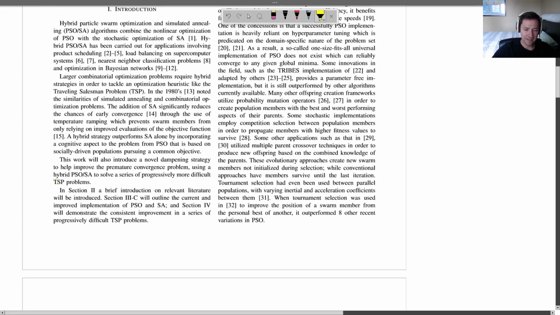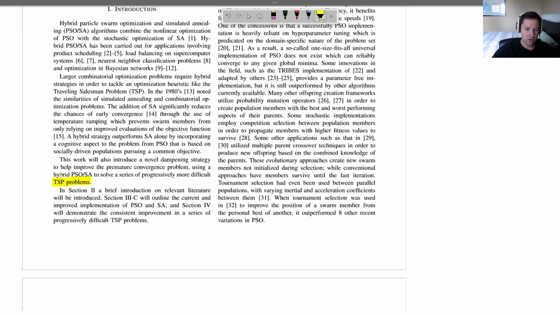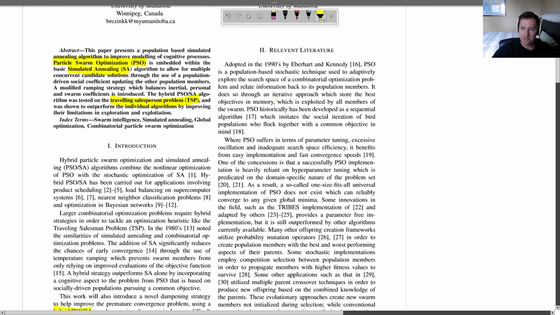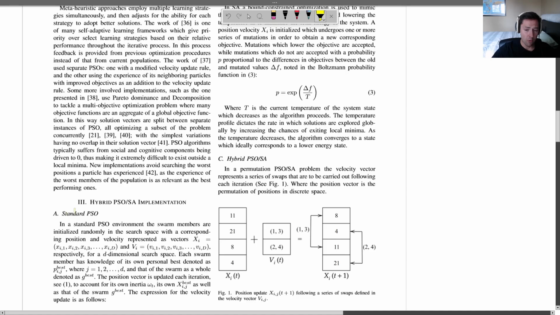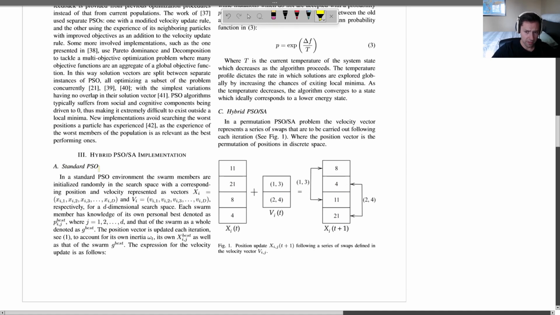And because something like the traveling salesman problem is so difficult, one of the things we want to know is how well a combinatorial optimization architecture, such as hybrid particle swarm or simulated annealing, can be used to solve these problems. There's a lot here with regards to relevant literature, which I'm not going to go into. I'm going to get right into how standard particle swarm optimization works.